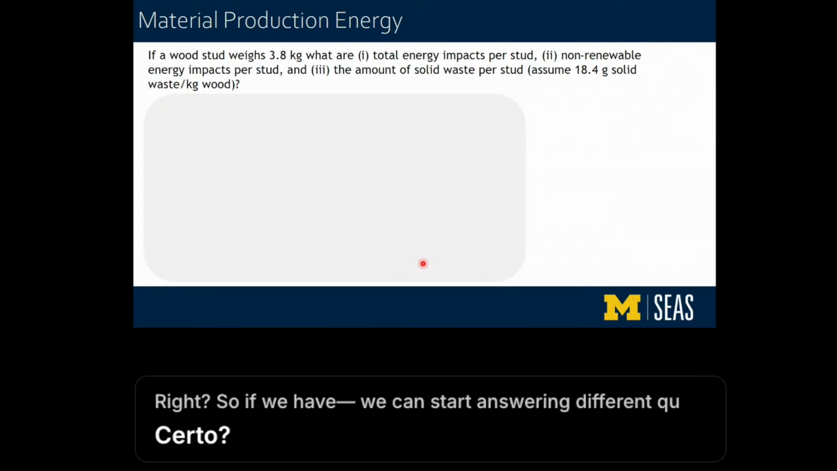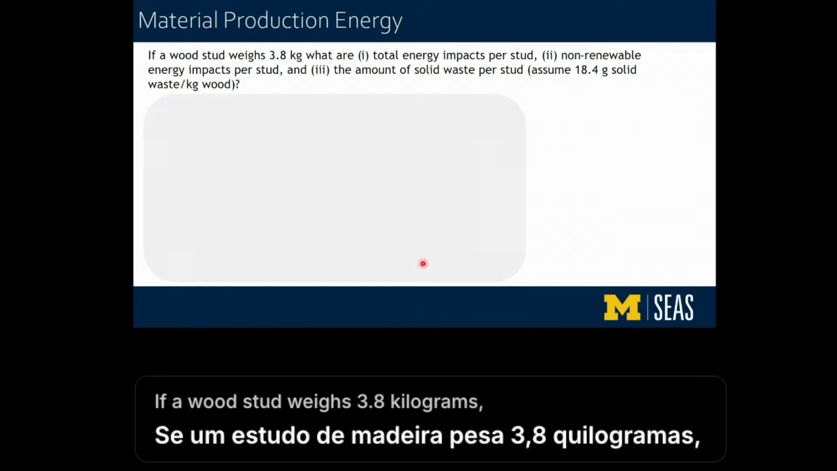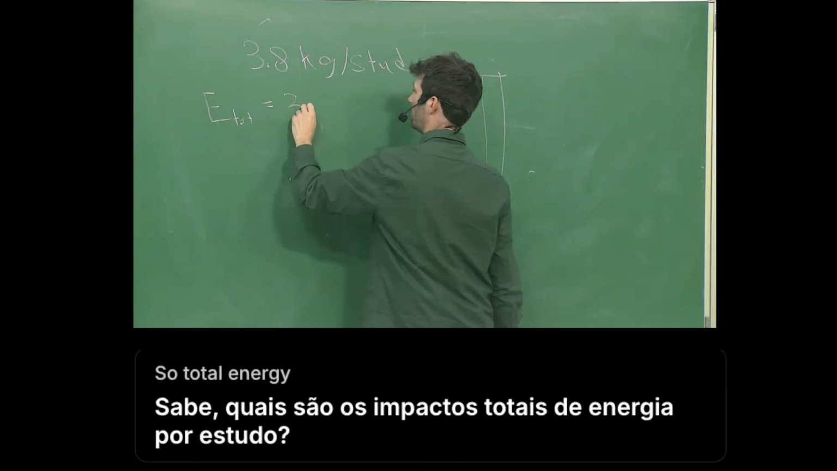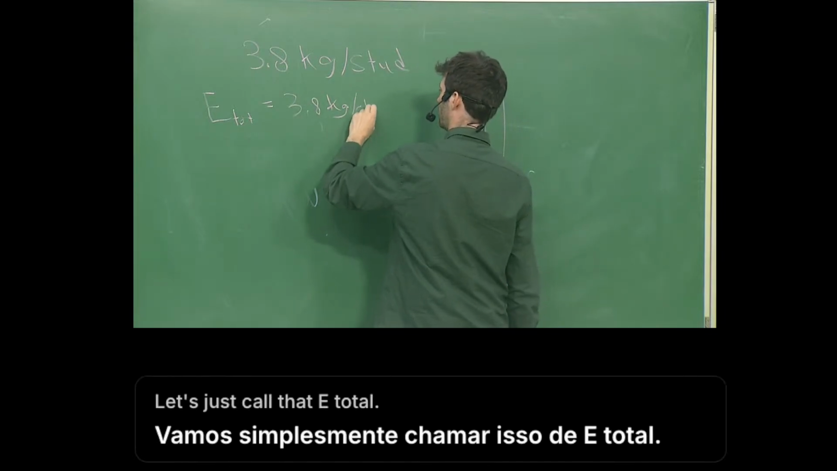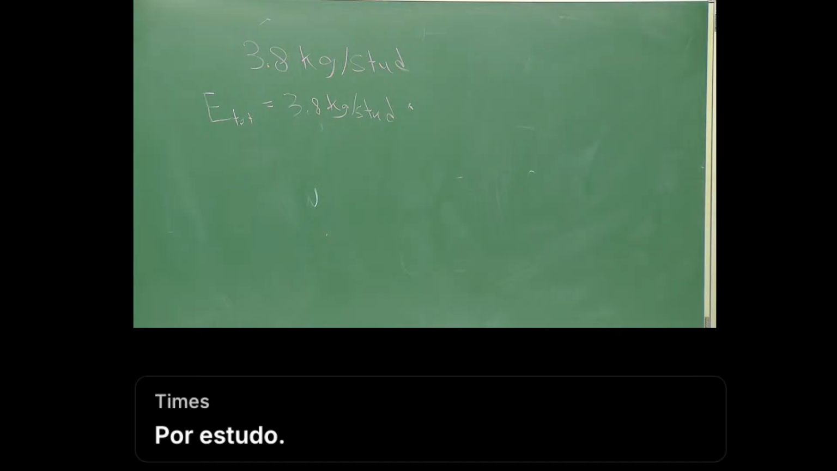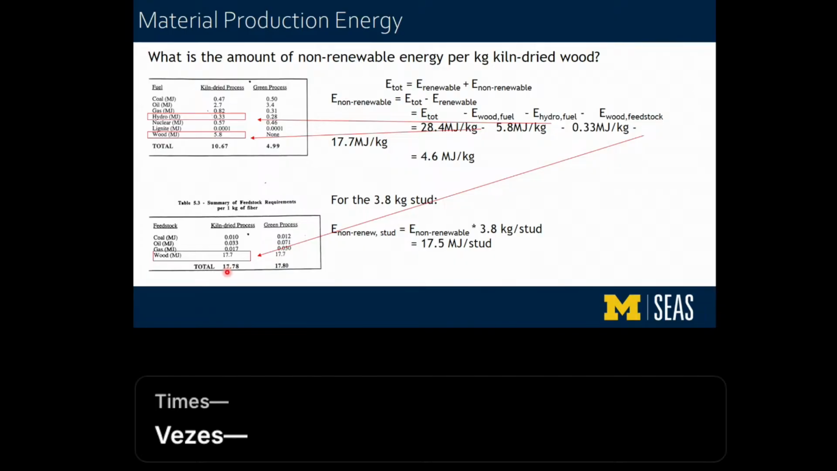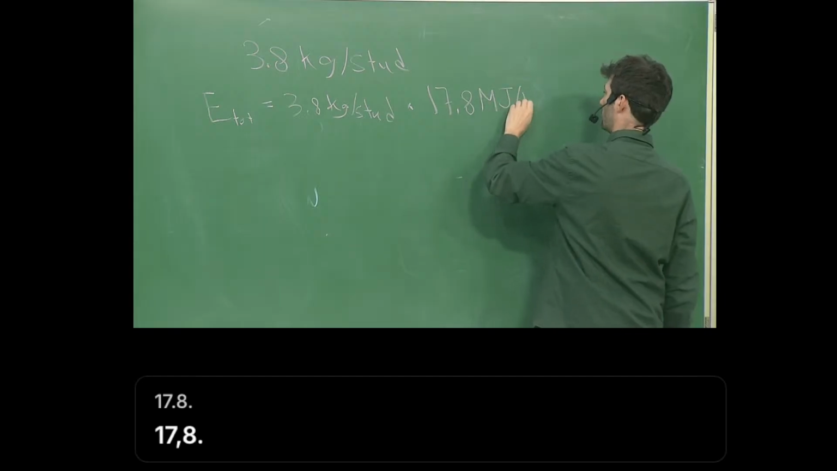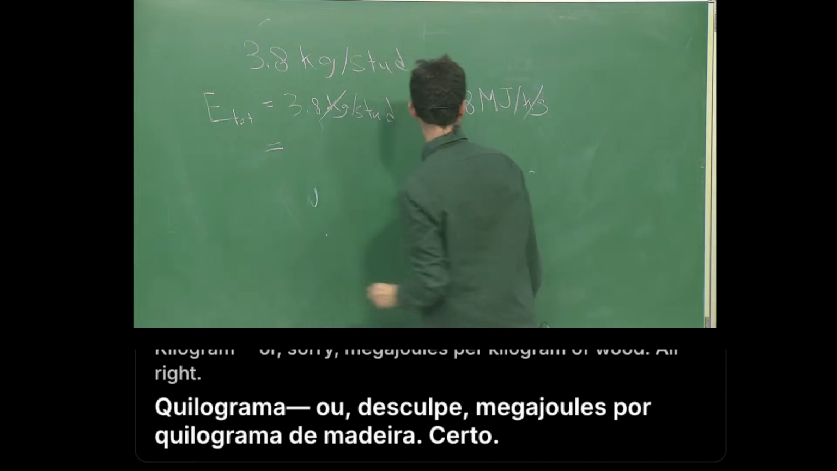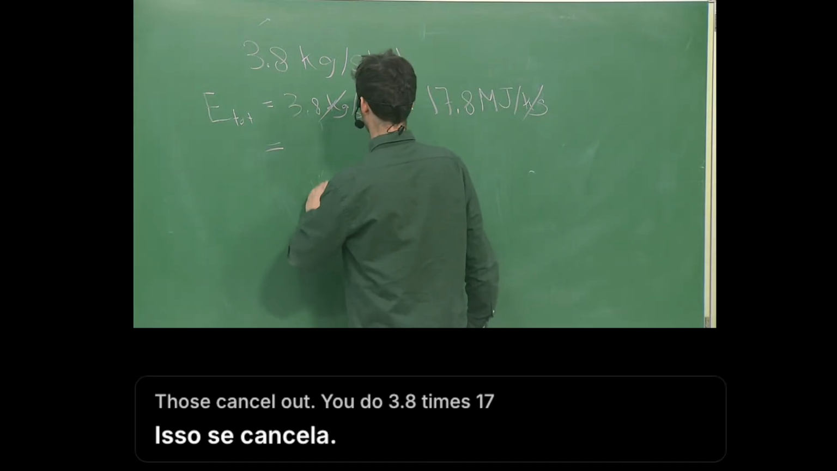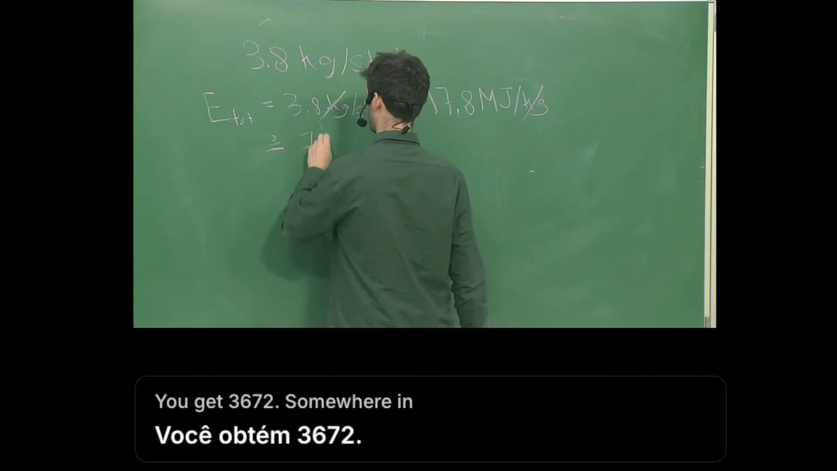If a wood stud weighs 3.8 kilograms per stud, what are the total energy impacts per stud? So total energy, let's just call that E total, is going to be 3.8 kilograms per stud times this, my total energy right here, 17.8 megajoules per kilogram of wood. All right. Those cancel out. You do 3.8 times 17.8, you get 67.64, somewhere in the range of 70, a little bit under that, roughly 70 megajoules.